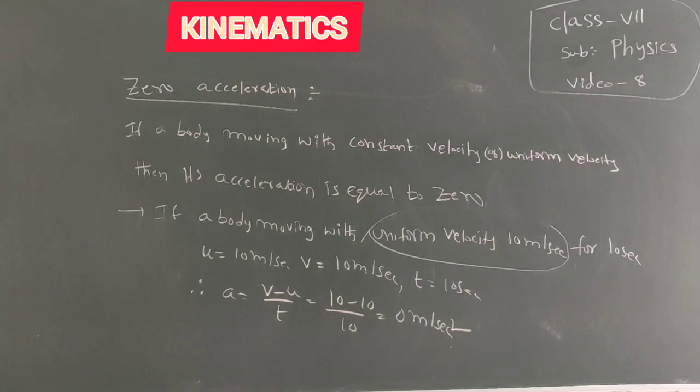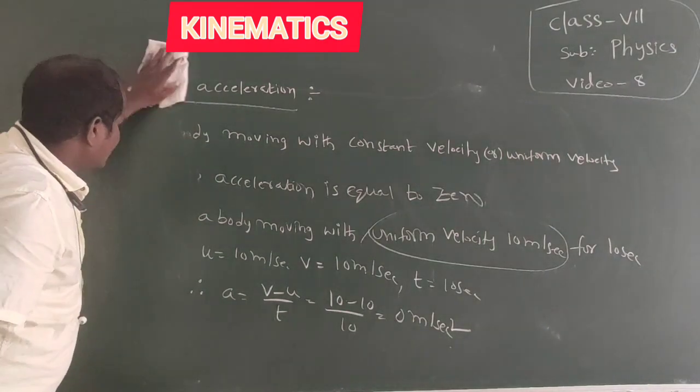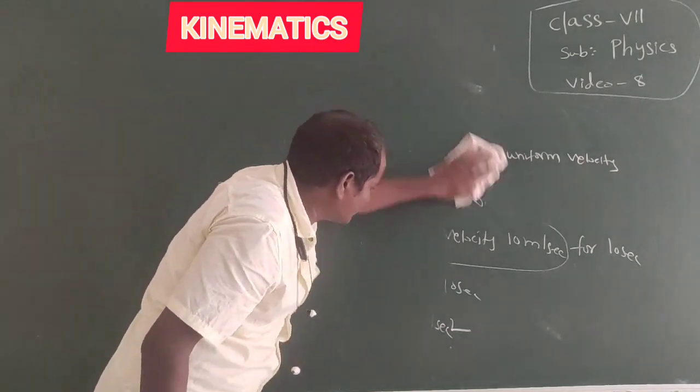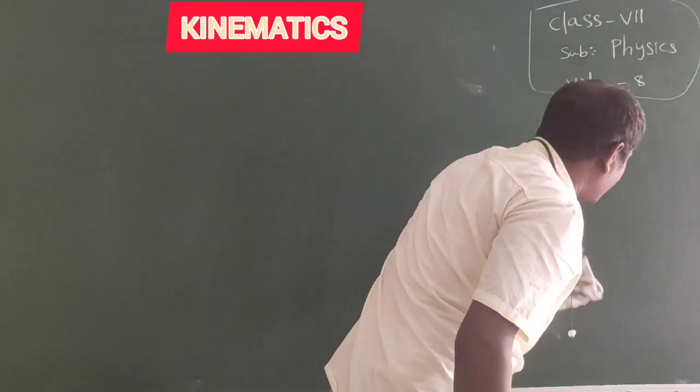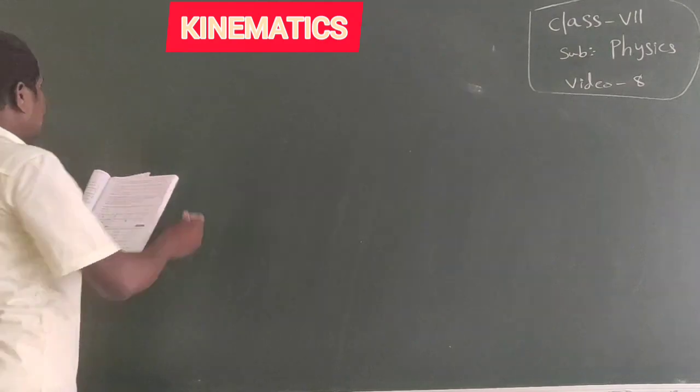Now let's do some example problems based on acceleration. If a body starts from rest, means initial velocity u equal to 0. If a body comes to rest, means final velocity v equal to 0.